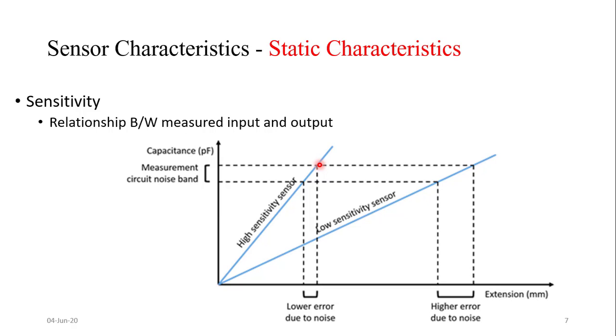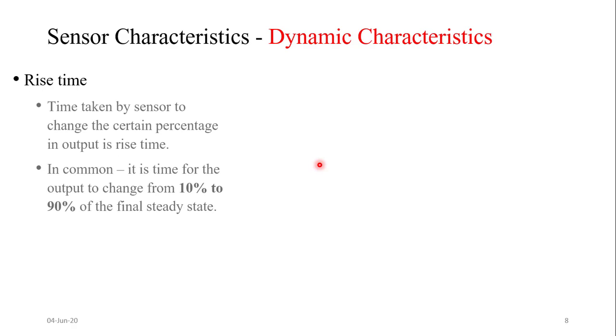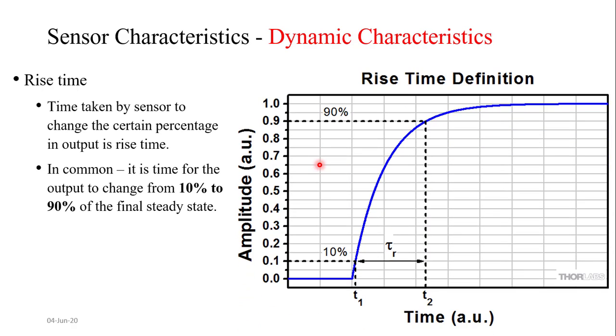So these are all your static characteristics. Now we are moving to the dynamic characteristics. The first dynamic characteristic is your rise time. So what does rise time say? The time taken by the sensor to reach or to change a certain percentage of output. As you can see in this case, in common we call it rise time when a sensor starts from 0 to reach its maximum value. But for the definition, we have just taken a range. The range is from 10% to 90%.